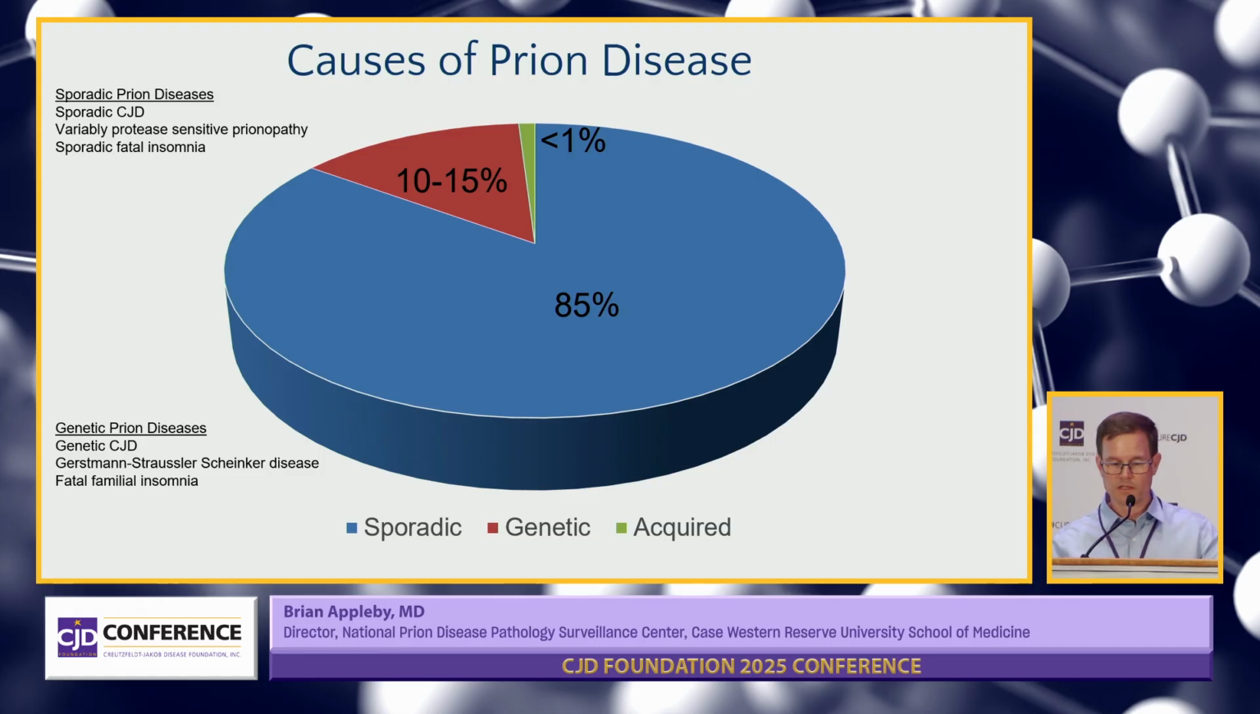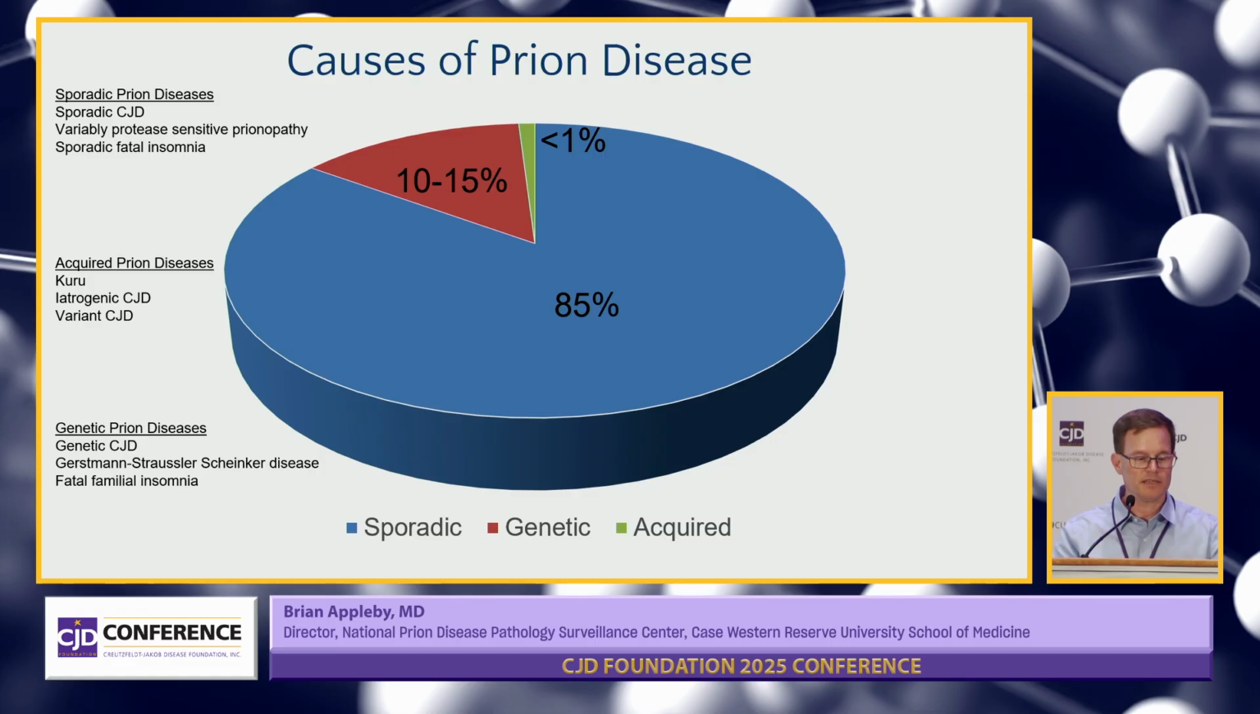Fortunately, the ones that we hear the most about in the media are by far the least common cause of prion disease, and these are the transmissible forms or the acquired forms. This includes things like Kuru, which was when we first learned about prion disease, in a tribe in Papua New Guinea that engaged in a mortuary practice of consuming their loved ones following their death, and it was unfortunately transmitting a CJD-type illness amongst the tribe.